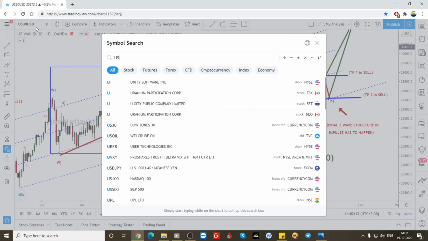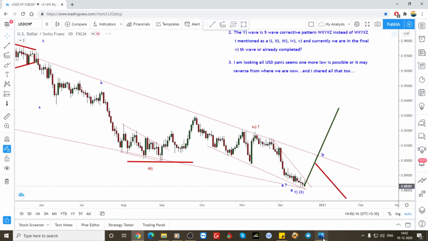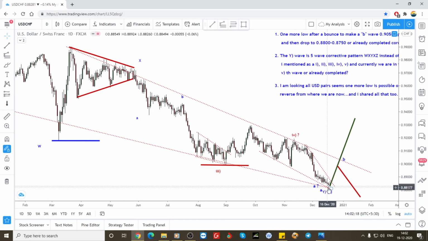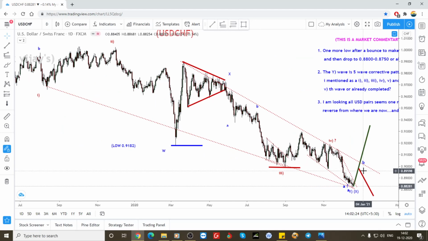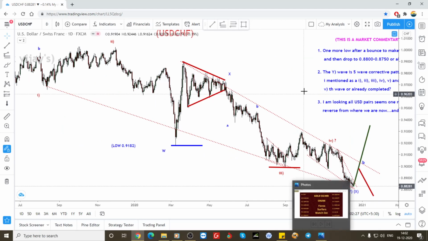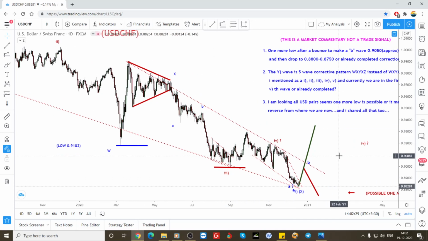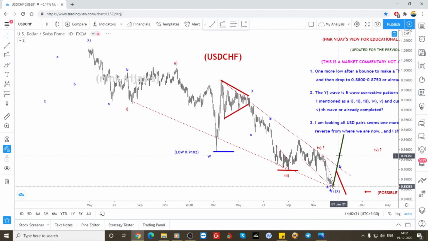So we finished the USD CHF also. Once again, whether this is the end of the trend or it is going to make one more low after the three-wave structure, up to the New Year or Christmas. So maybe for the New Year the dollar can be pulled up to that, and it is going to strengthen.